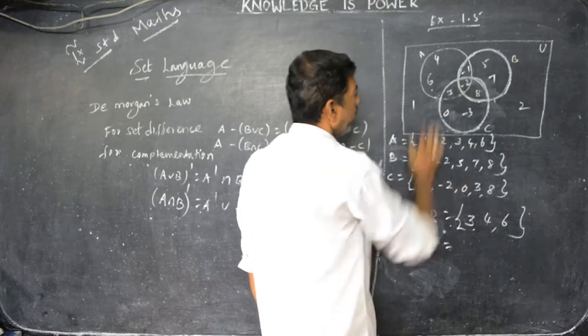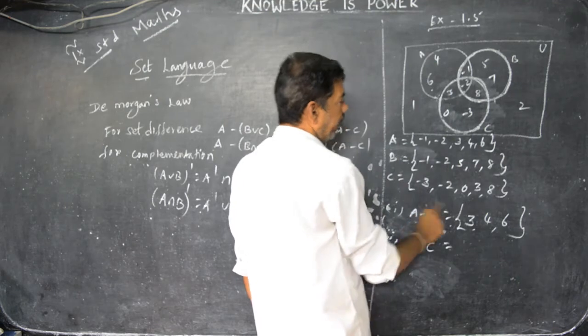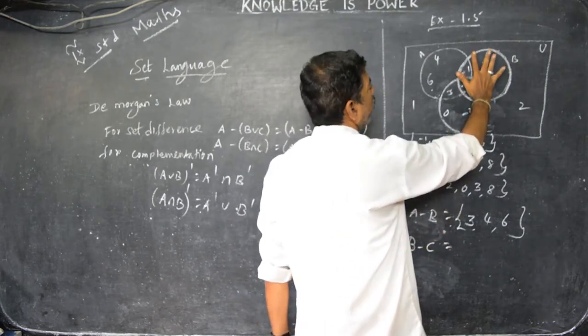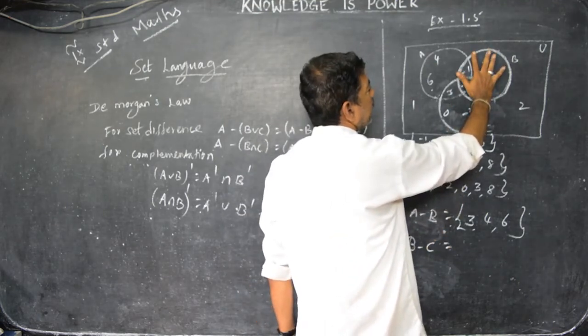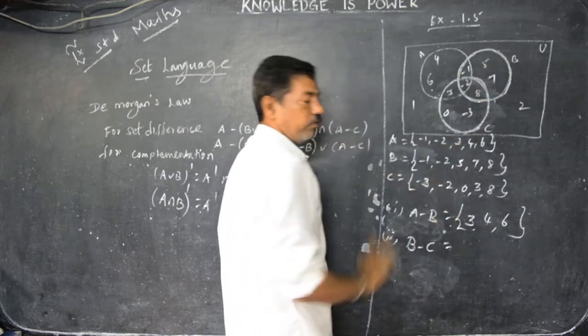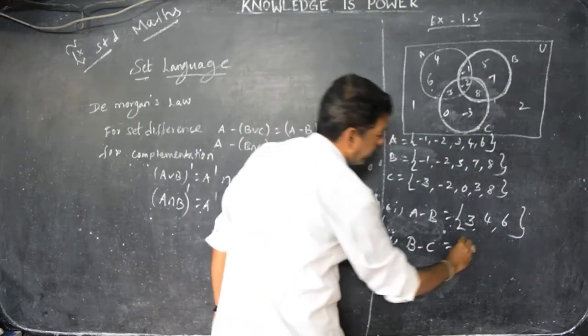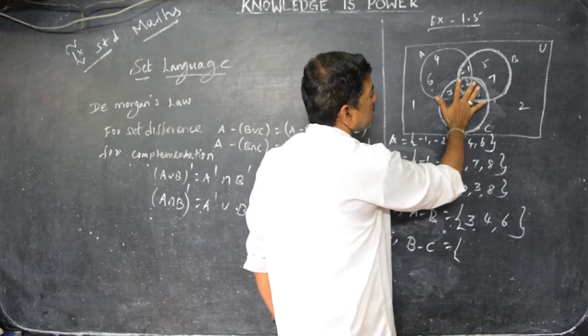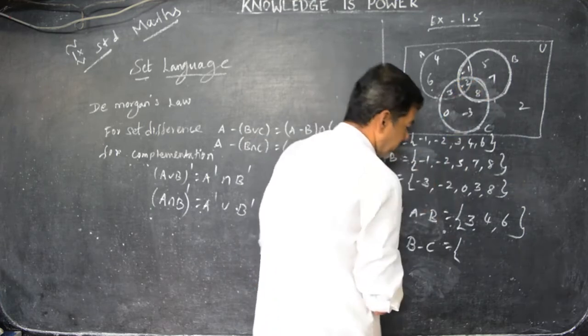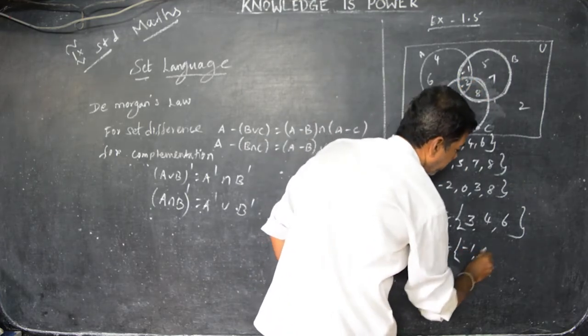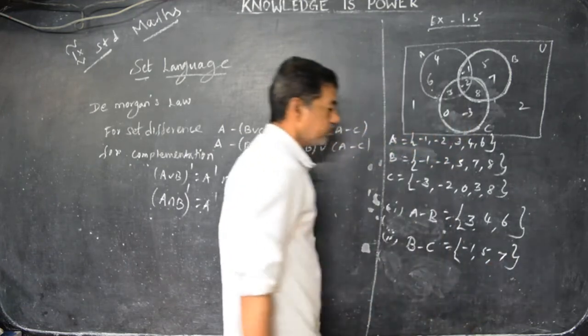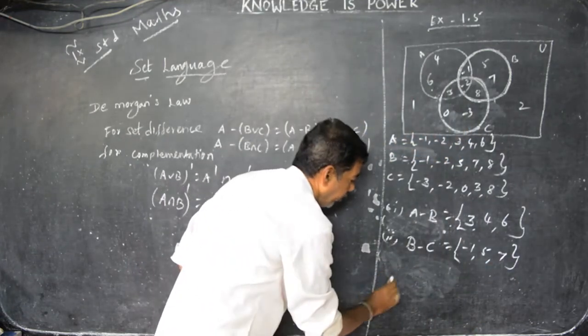Bல அப்படியே எழுது. இங்கே அதே மாதிரி தான். A minus B இல்லையா? B மூடிக்க. Aல என்ன இருக்கு? 3, 4, 6. So what do you have to write now? Okay, close this. -1, 5, 7. Can you able to understand?